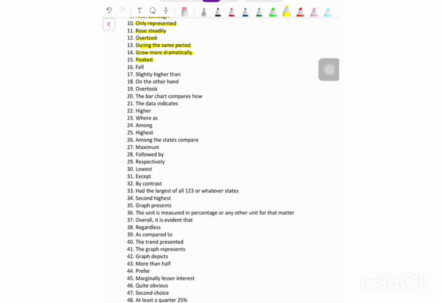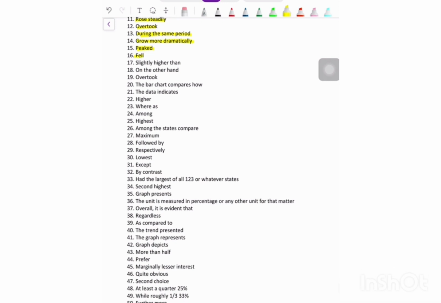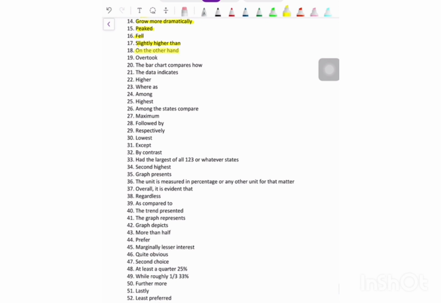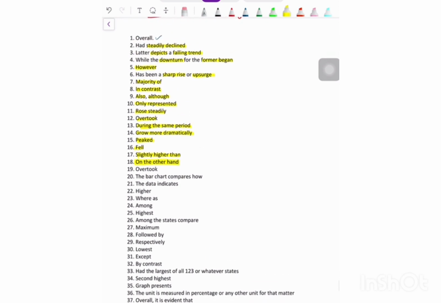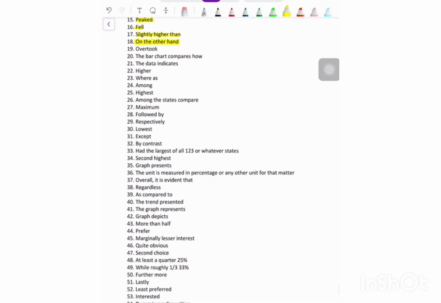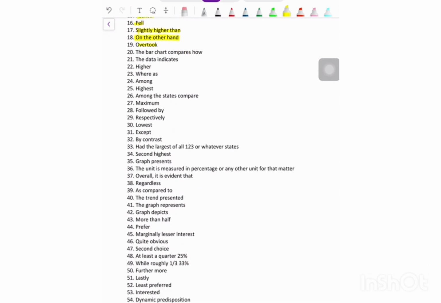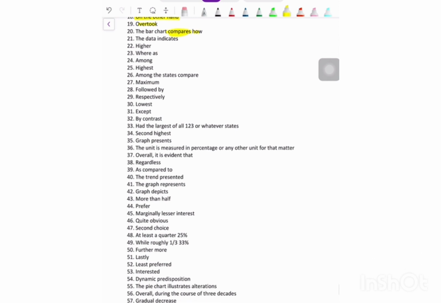Peaked, fell, slightly higher than. On the other hand, this is a very famous linker that you all must use. Overtook, you can write. The bar graph, the bar chart compares how. So then you can write your language, but compares is also again a good use of lexical resource.